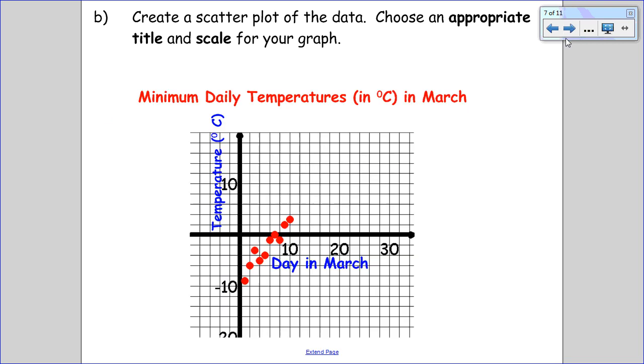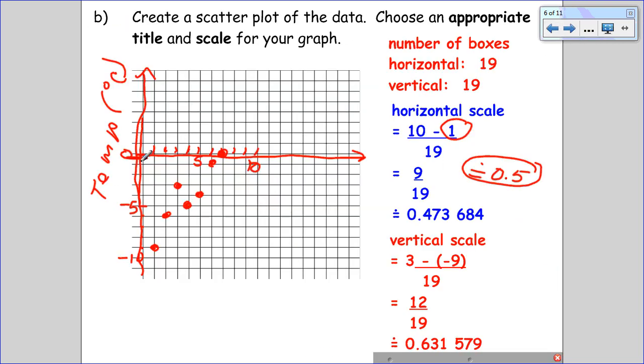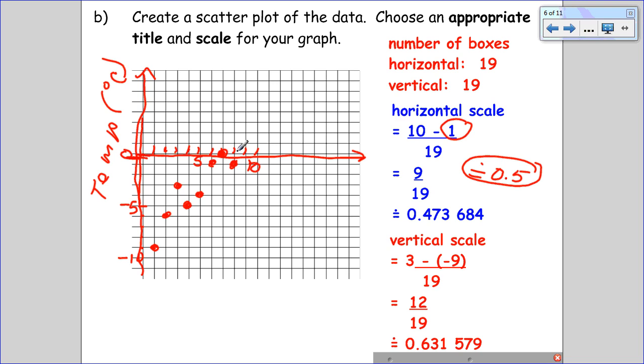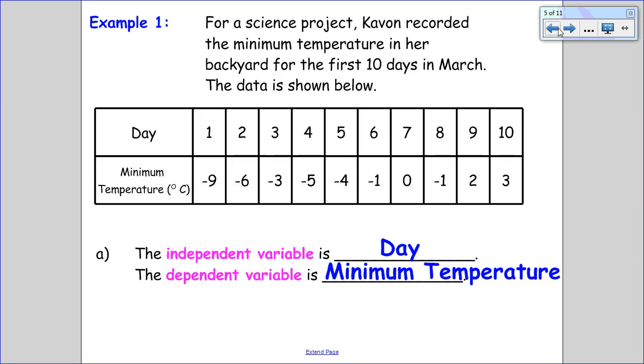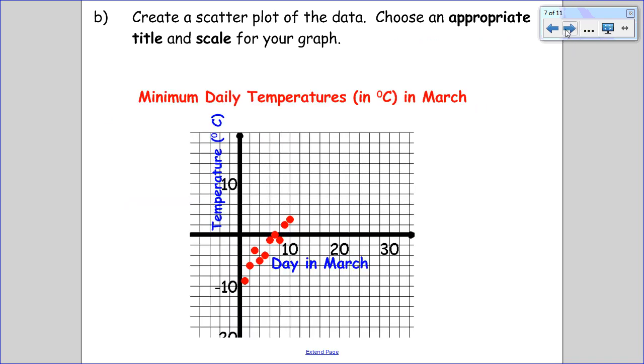Day 8, I think, was +1, but I can't remember. -1. Good thing I looked back. So okay, 8 to the right and down 1. And day 9 is 2 degrees, so right 9 and up 2. And I believe day 10 was 3 degrees, and I did remember that correctly. So I'm going right 10 and up 3. And if we were doing this neatly using rulers and graph paper and not the Smart Notebook software, our graph would look a little prettier and look something like this.